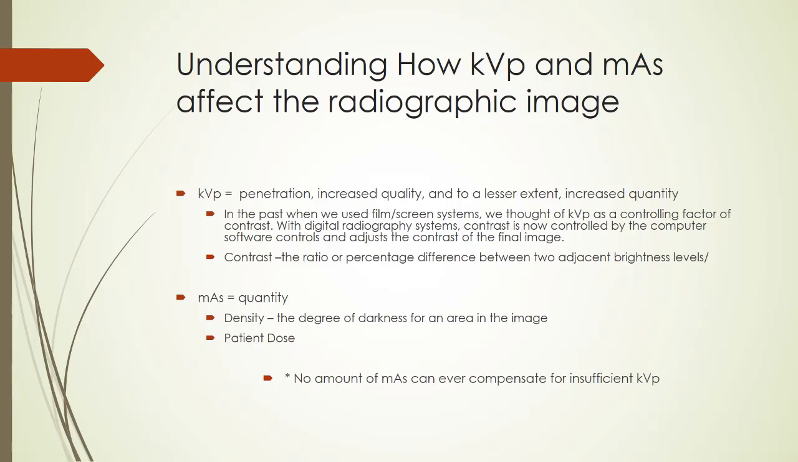When we think of mAs, we always think of quantity. Mass, usually we look at that as density, and that's the degree of darkness for an area on the image. It is important to know that no amount of mAs can ever compensate for insufficient kVp.